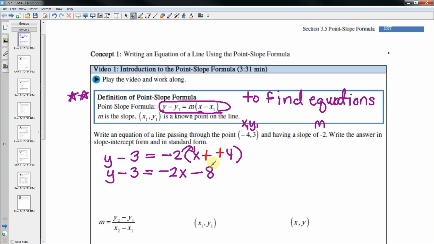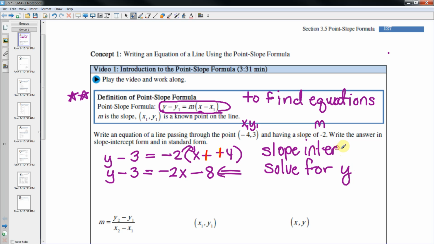Now, if you're asked to write it, just to use the formula, sometimes you're just fine leaving your answer just like this. But I'm going to ask you to solve for y. So in our problems that we have on a test, I'm going to ask you to solve for y. If you're asked to put it in the slope intercept form, then you have to solve for y.